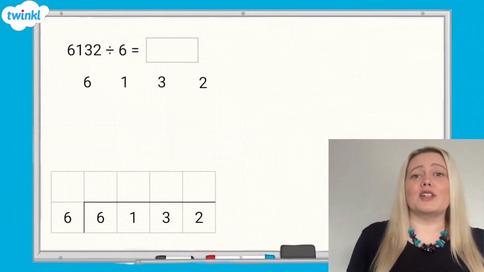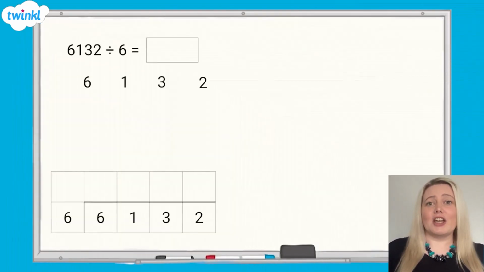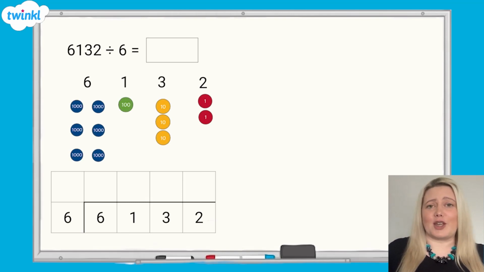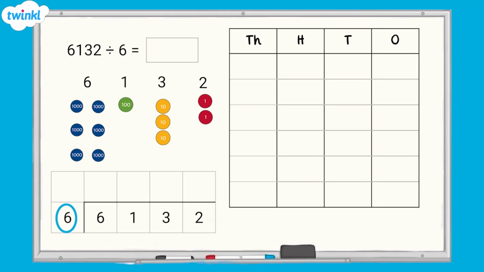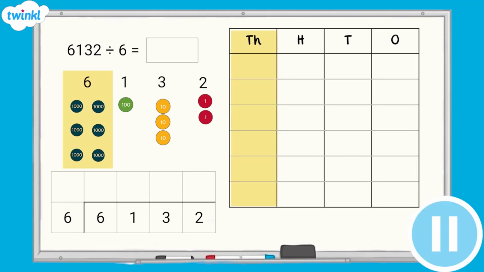Let's have a look at another example. Pause the video to complete the division at each stage. Use counters to help you if you need to. What is 6,132 divided by 6? Our divisor is 6, so we need to split the place value columns into 6 rows. First, divide the thousands. Pause here and complete this step.